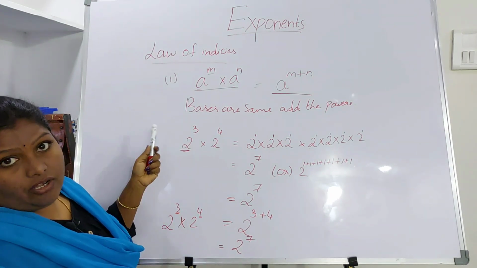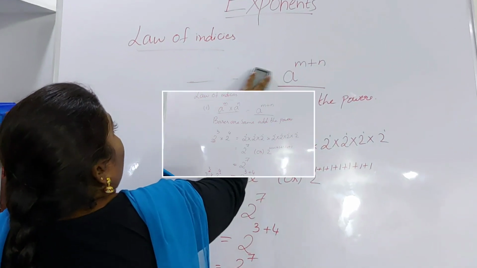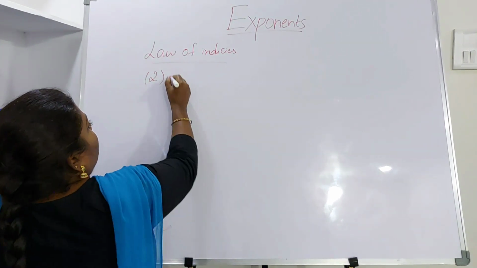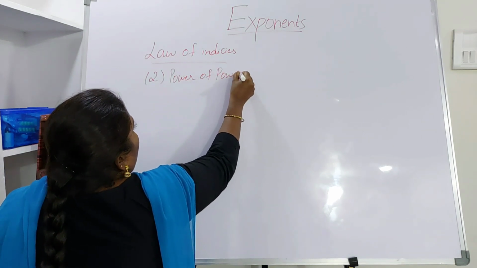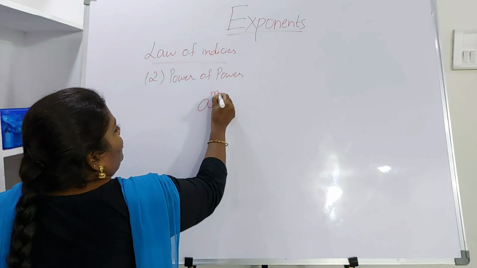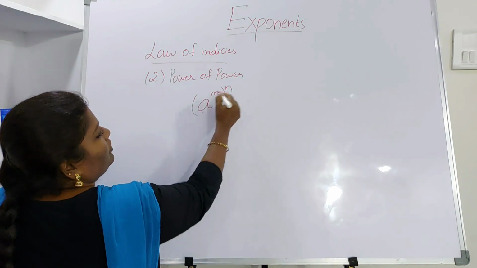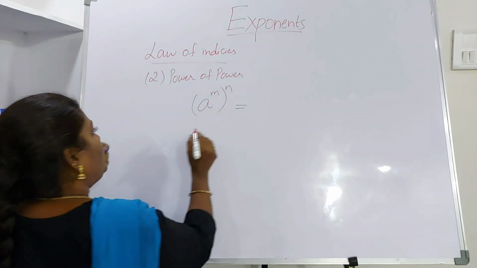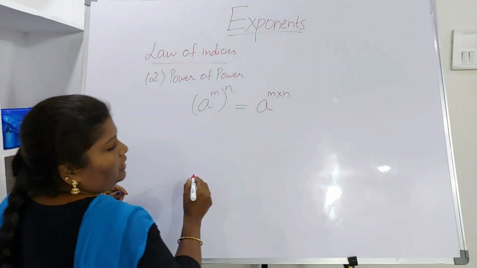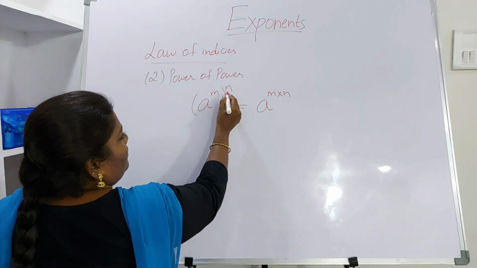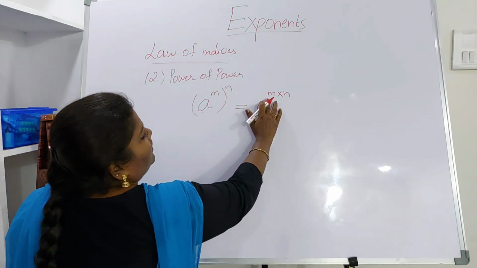Let me explain the second law. The second one is power of power. Now a to the power of m, whole to the power of n. In this case we are going to take a to the power of m into n. I repeat once again, a to the power of m whole to the power of n is equal to a to the power of m into n.